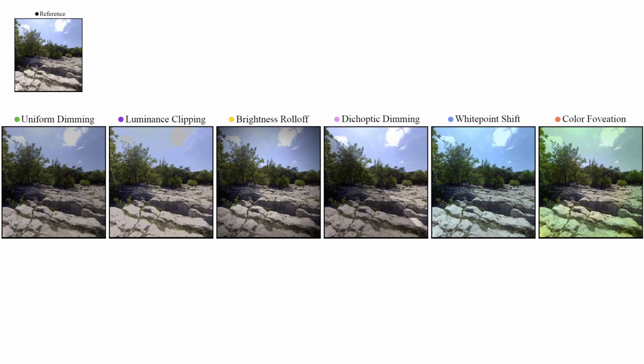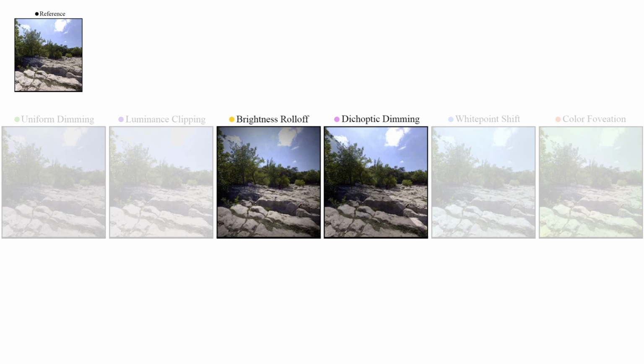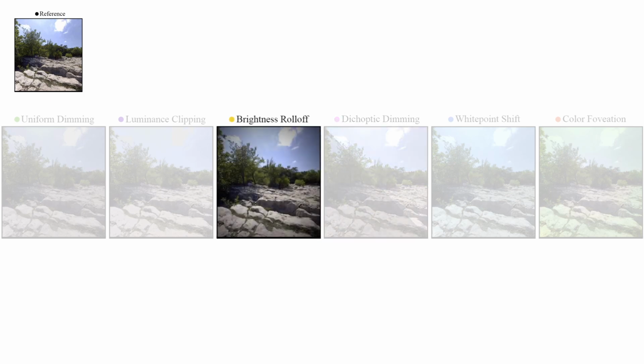We now discuss the 6 display mappings studied in this work. This includes traditional methods like uniform dimming, which globally darkens the display, and clipping, which only decreases the brightness of highlights. We also explored techniques for XR displays. Dichoptic dimming only dims the left eye display in a binocular device, and brightness roll-off is an eye-tracked method which dims more aggressively in the periphery.